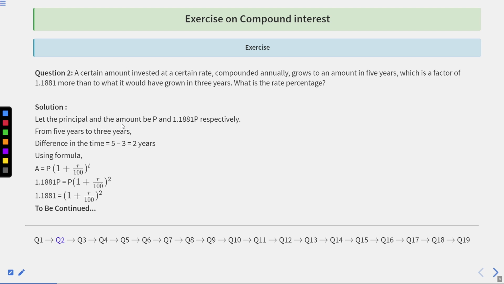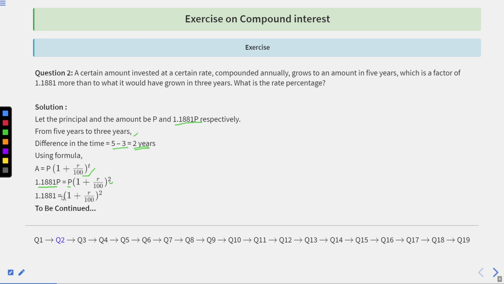Let the principal and the amount be P and 1.1881 P respectively. From 5 years to 3 years, the difference in time is 5 minus 3, that is 2 years. So using the formula, amount is equal to principal times of 1 plus r upon 100 to the power t, we have 1.1881 p equal to p times of 1 plus r upon 100 whole square.